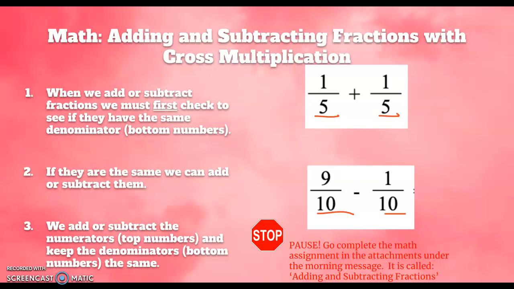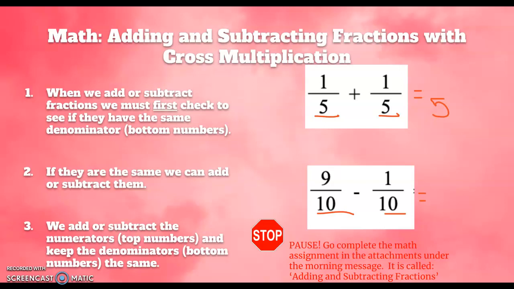Once we add them, there's some specific steps we have to take. So when we add and subtract fractions, when we have a common denominator, that means when the bottom numbers are the same, we keep that bottom number as our new denominator. So we have 1/5 plus 1/5, and our answer is also going to be a fifth.